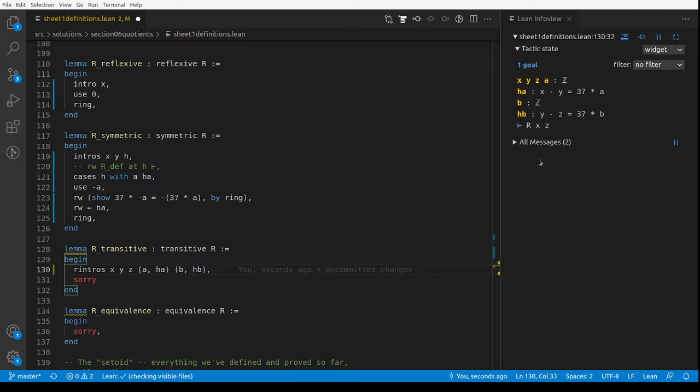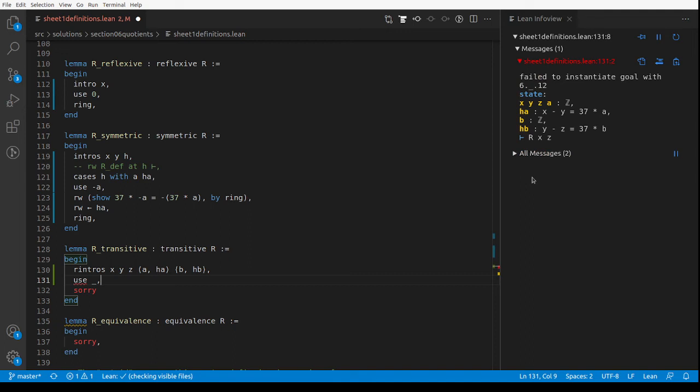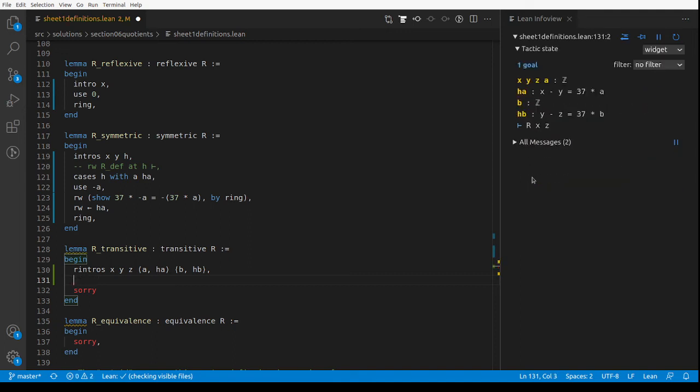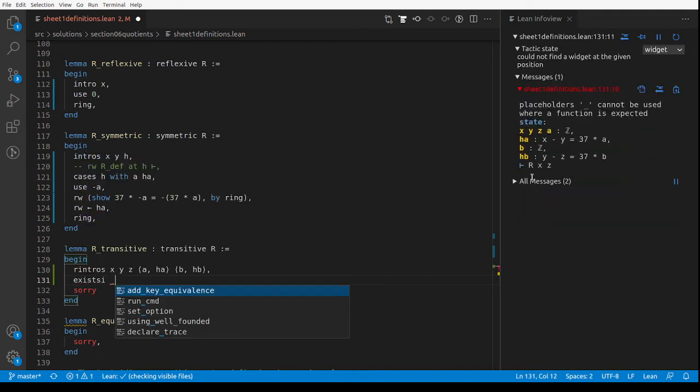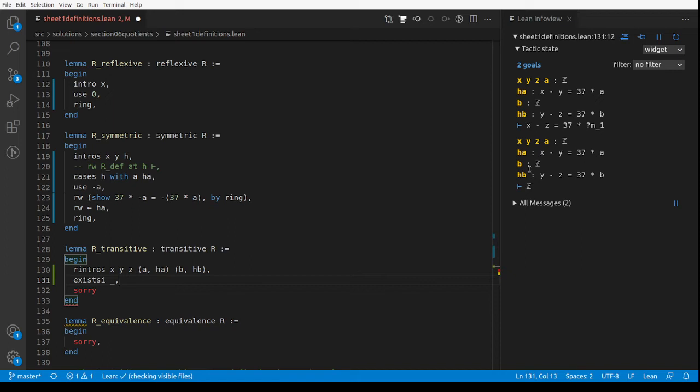And let's just use nothing. Does that work? We can't do that. Hard luck. Exists sign nothing will probably work. Yeah. We're trying to prove that x minus z. I'm just cheating. I'm yet to fill in that underscore. Exists sign is another version of use that will take an underscore.